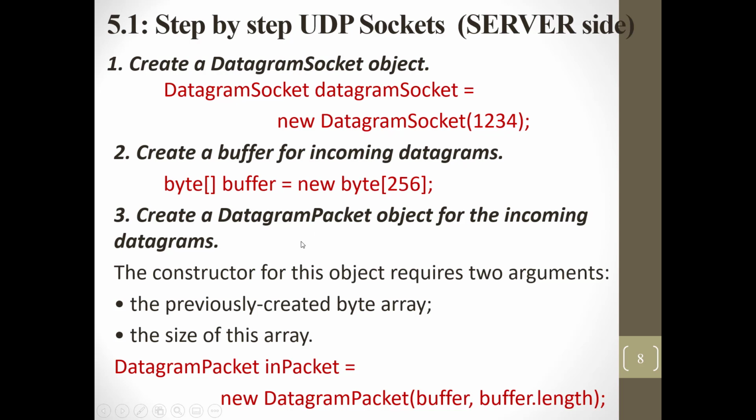Then create a DatagramPacket object for the incoming datagram. So we have to create a packet. DatagramPacket is the name of the class, and I'm creating an object here. inPacket is the name of the object. Here you can see I'm using the buffer plus the length of the buffer. This is going to be the inPacket, which will be used for incoming datagrams. So we are creating an object for the incoming datagrams.